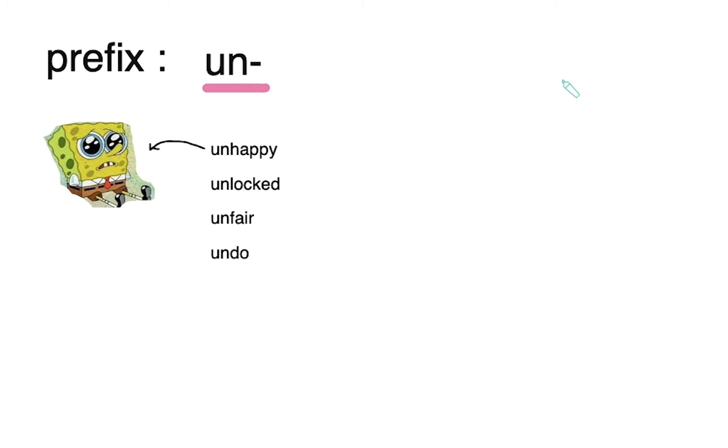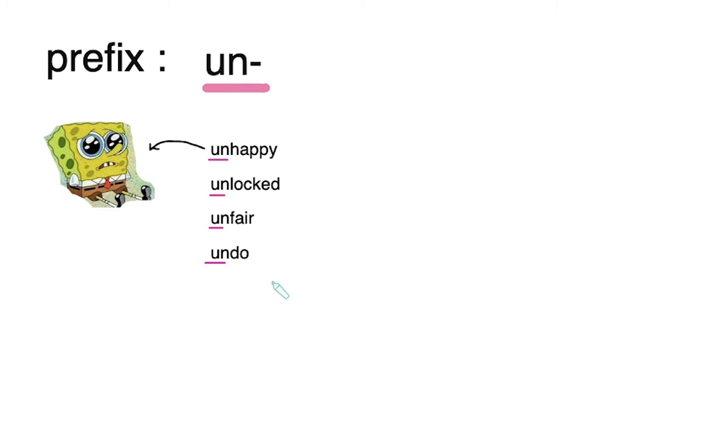So let's move on. We've got our prefix un again, and as I said before, un usually means not. If we look at these examples, unhappy, like our little SpongeBob here, unlocked, unfair, undo. It basically means not happy. The door is not locked. It's not fair, or it's not done up. That's what the prefix, which is found here, here, here, and here, is standing for.